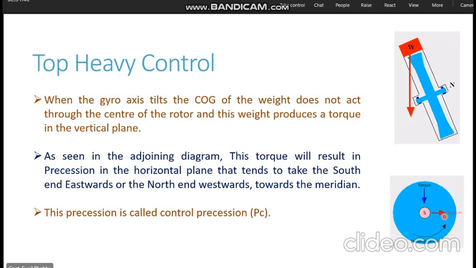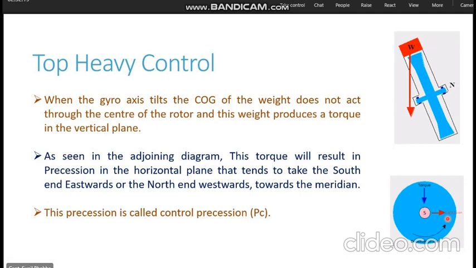So the torque is resulting in a precession in the horizontal plane that tends to take the south end in the eastward direction. If the south end is precessed in the eastward direction, the north end is going to precess westwards. Now, when the north end precesses westwards, it is going back towards the meridian.